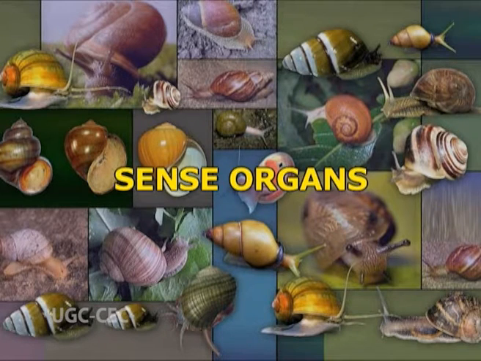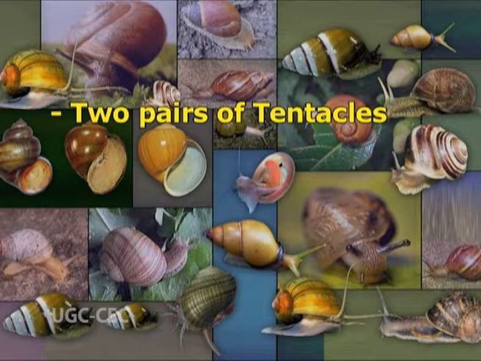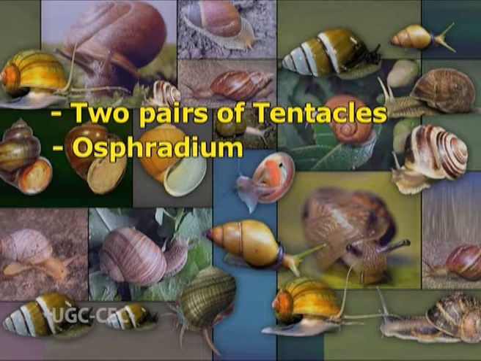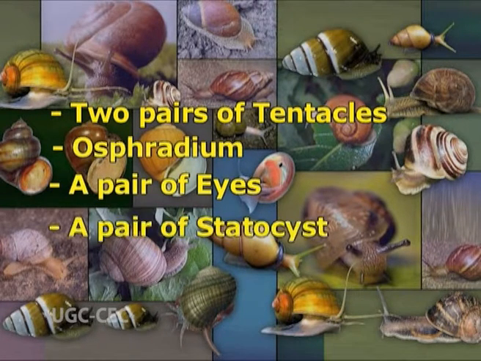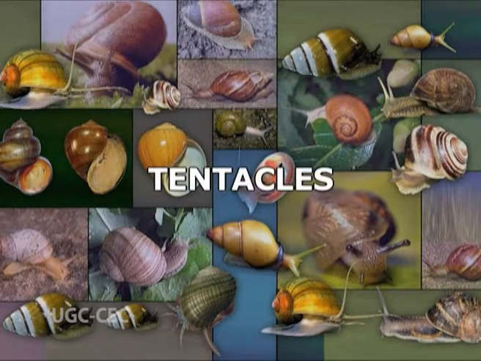Sense organs. The sense organs include two pairs of tentacles, osphradium, a pair of eyes and a pair of statocysts. Tentacles. Two pairs of tentacles are present in the head region. The first pair of tentacles is contractile and is known as labial palps, while the second pair is longer, filamentous and retractile and is the true tentacle present behind the first one. Both the tentacles are tactile in nature.